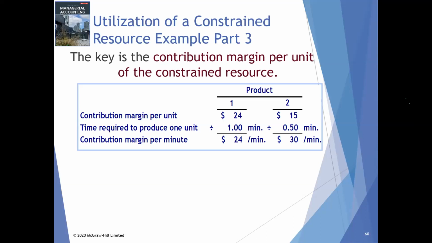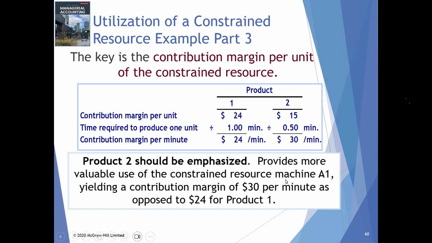The base is the constraint value, that is the minimum number of minutes that the machine can work on. So product 2 should be emphasized because it provides a more valuable use of the constrained resources. Machine A1 yields a contribution margin of 30 per minute as compared to 24 for product 1.